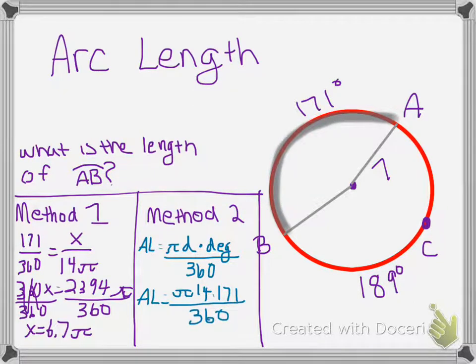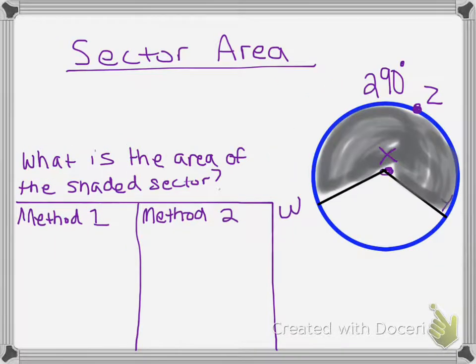Now, what you're actually doing here is this. In method 2 you have skipped setting it up as a ratio. You've skipped this part, and you've jumped directly to the part that I have squared. You calculate that, being careful to put the top in parentheses, and you get the same answer. x equals 6.7 pi.